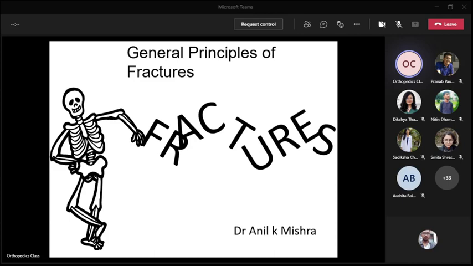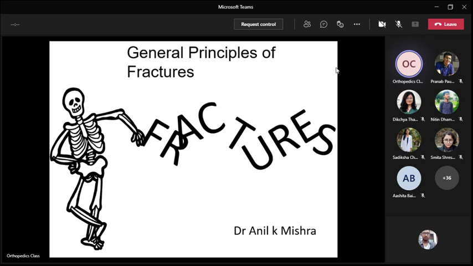The topic is something different. This is probably the first class of orthopedics. So today's lecture is regarding the general principles of fractures. What are fractures? In seventh semester, we will be dealing with fractures, which are an acute condition, and in eighth semester, we will be dealing with cold orthopedics.